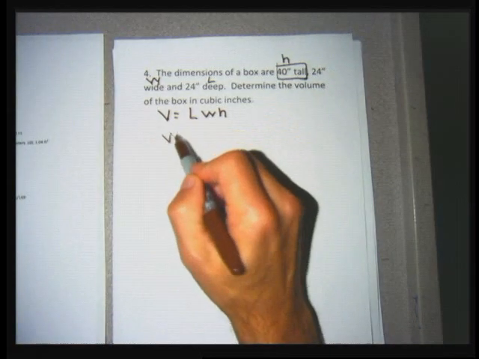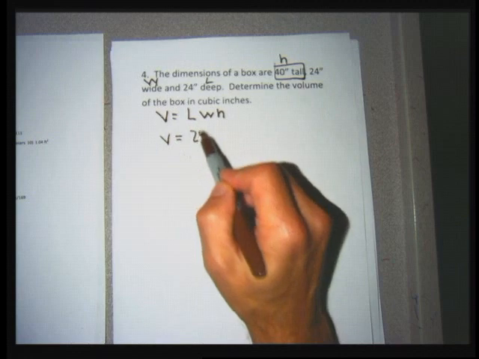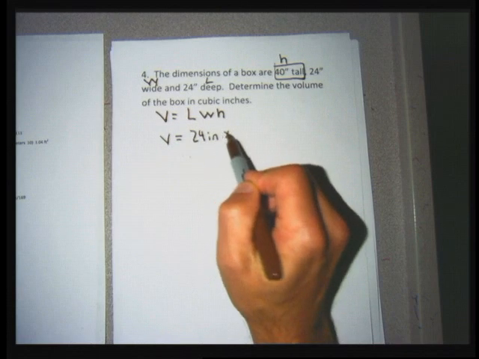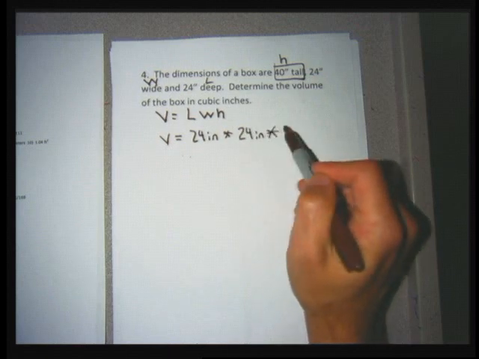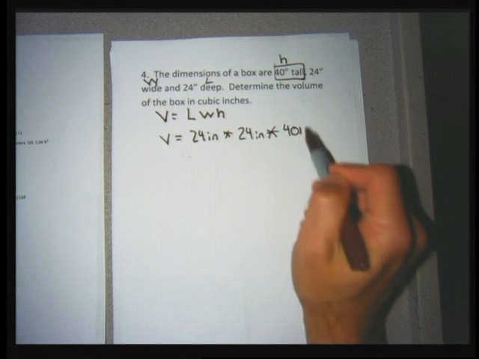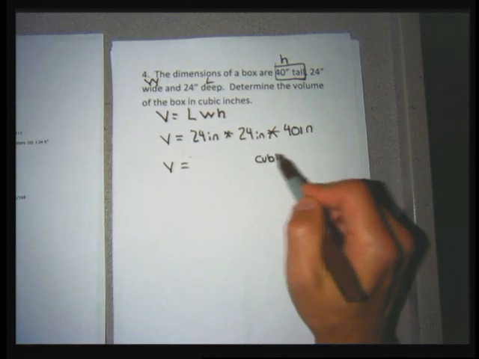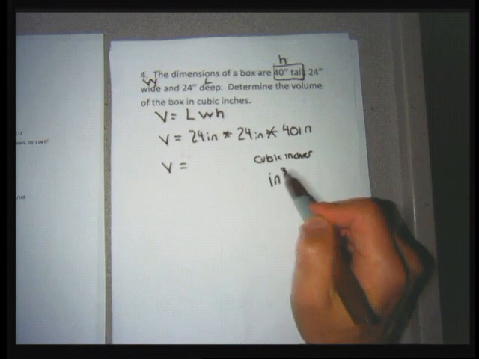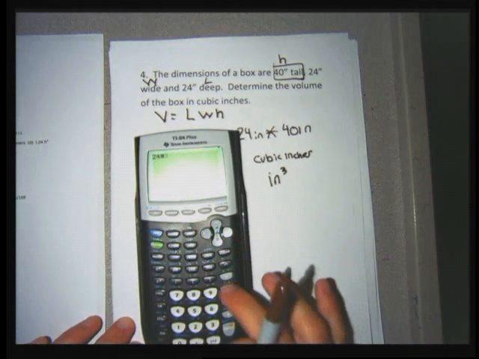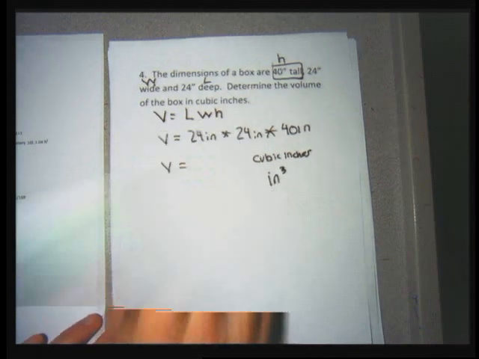To find the volume of a box, you just multiply the 3 dimensions. Here my length is 24 inches. The width is 24 inches. And the height is 40 inches. When I multiply, my units are going to be cubic inches. Inches times inches times inches. You could either say they're cubic inches for your units, or you can write an inch with a cubed. As for the number, I just have to multiply those 24 times 24 times 40. And my calculator tells me that's 23,040 cubic inches.